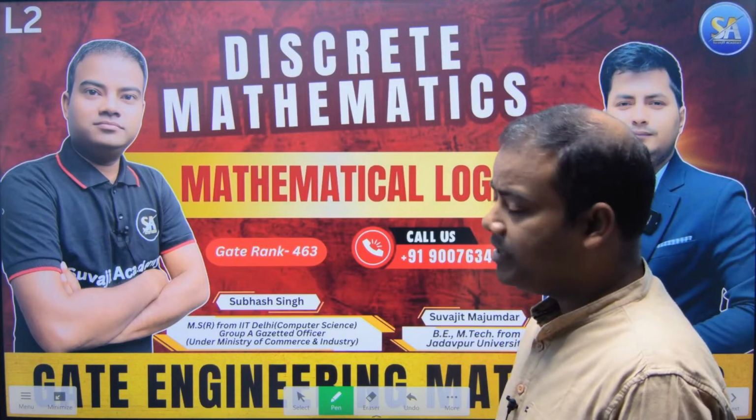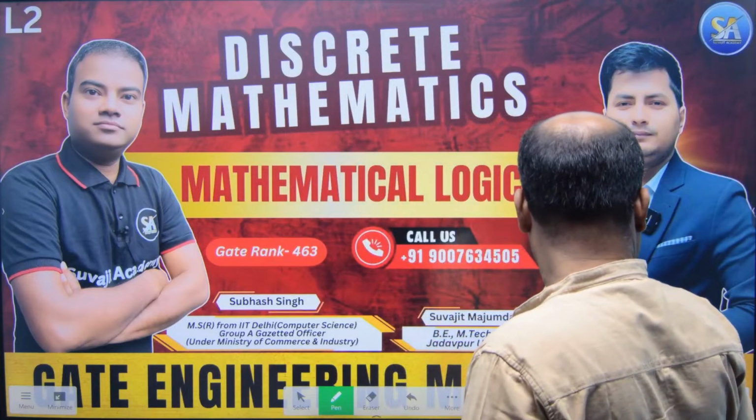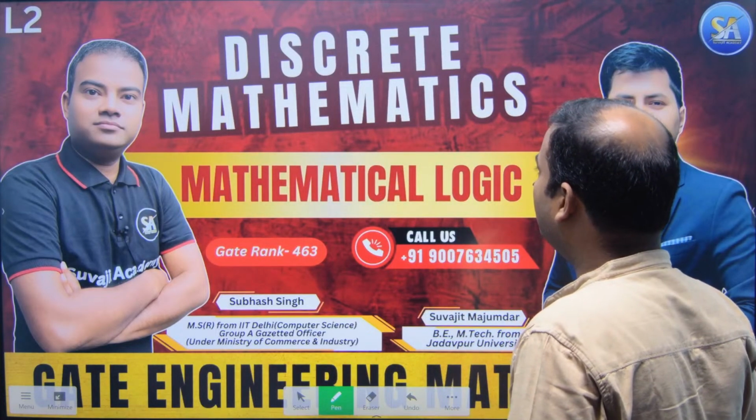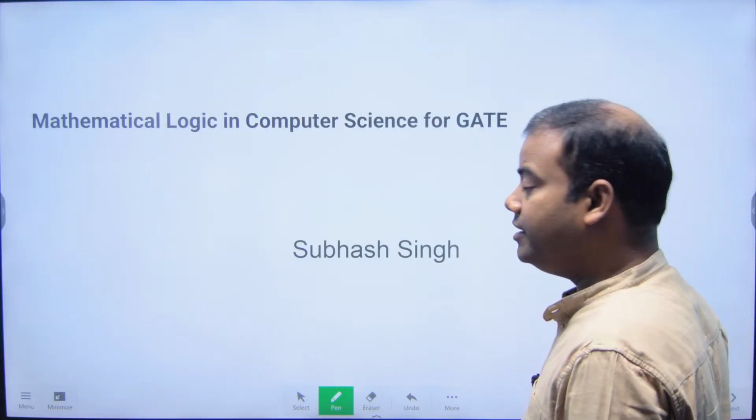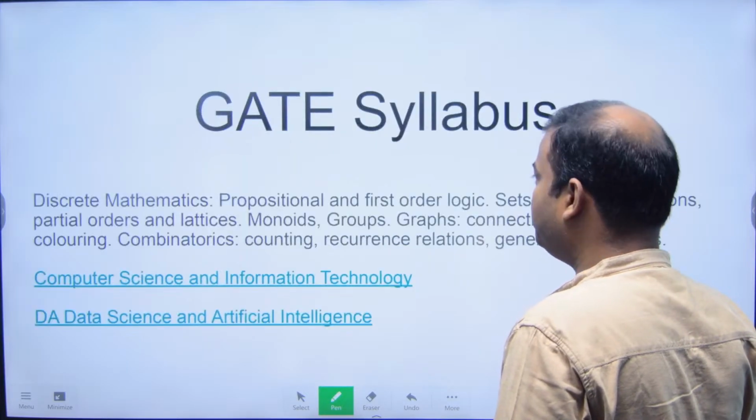So today's second class of mathematical logic. Today we will discuss predicate calculus, or predicate algebra. Yesterday we discussed propositional logic.